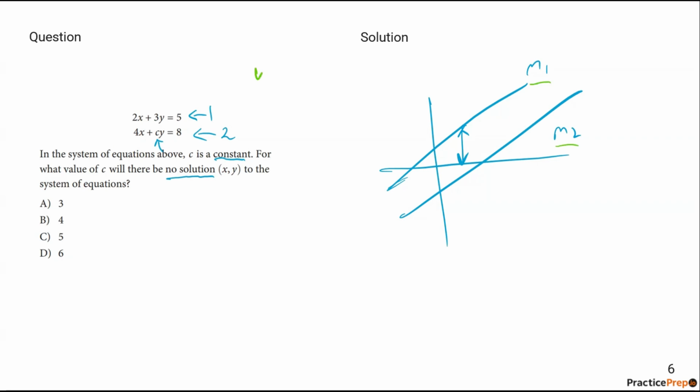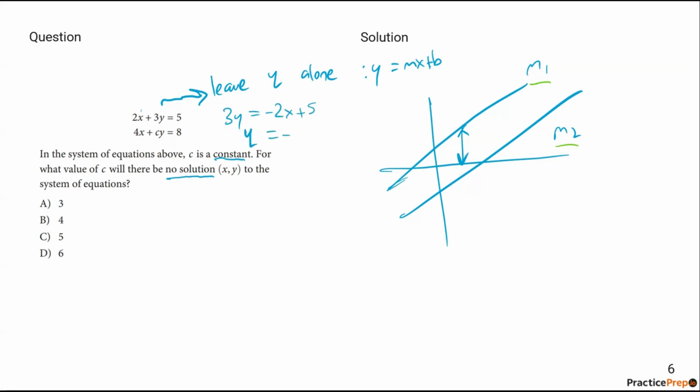And for that, we need to put everything into slope-intercept form. Don't forget this. This will come out again and again and again during your preparation. So do not forget, this is just a basic equation. So let's leave y alone here. Y is equal to mx plus b. Let's do that. Carry 2x to the other side. 3y is equal to negative 2x plus 5. And then divide everything by 3. Y is equal to negative 2 over 3 x plus 5 over 3. So your slope is actually negative 2 over 3.